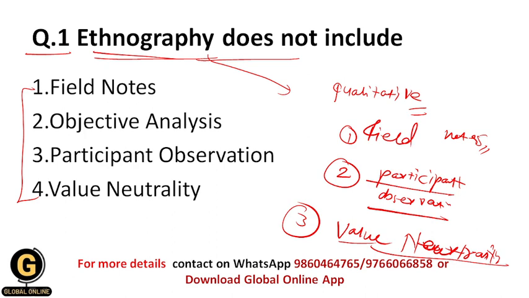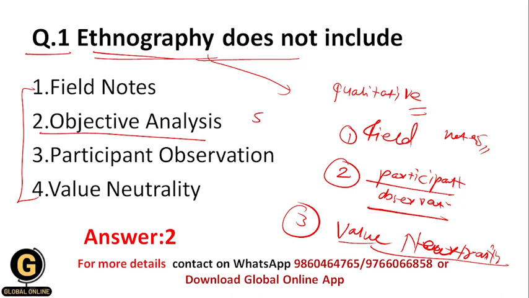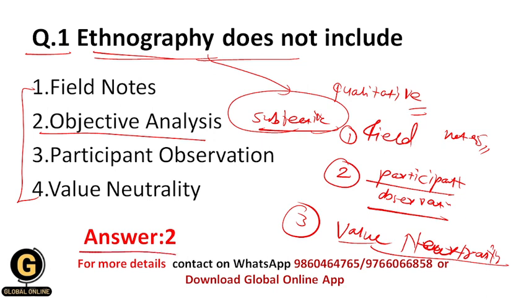The correct answer to this question is the second, that is objective analysis, because there is nothing like objective analysis that we do in ethnography. Here we do subjective analysis, because we are going to study the behavior, quality, characteristic or nature of humans. There is only subjective analysis, not objective analysis, and that's why the correct answer here is 2.